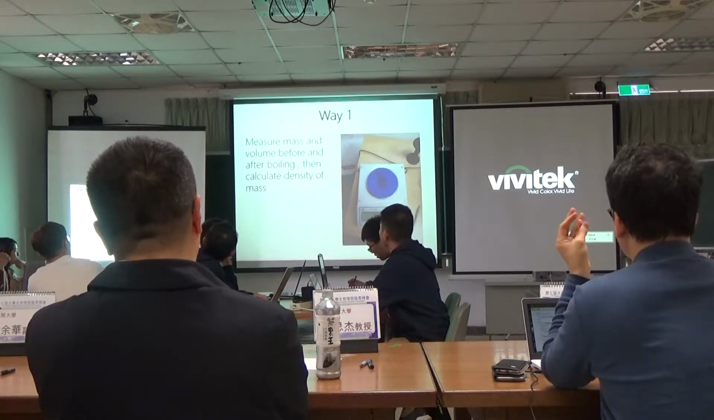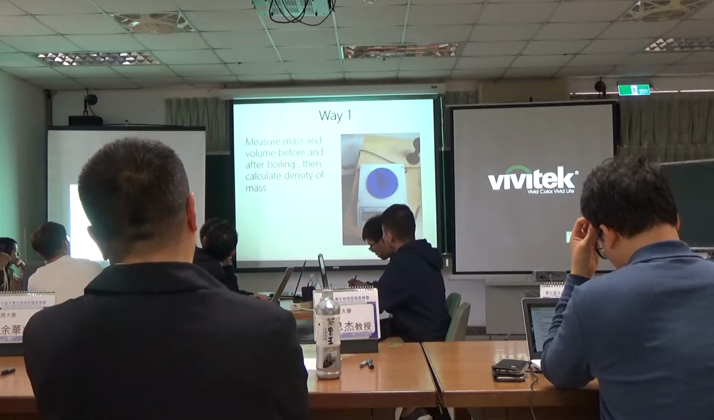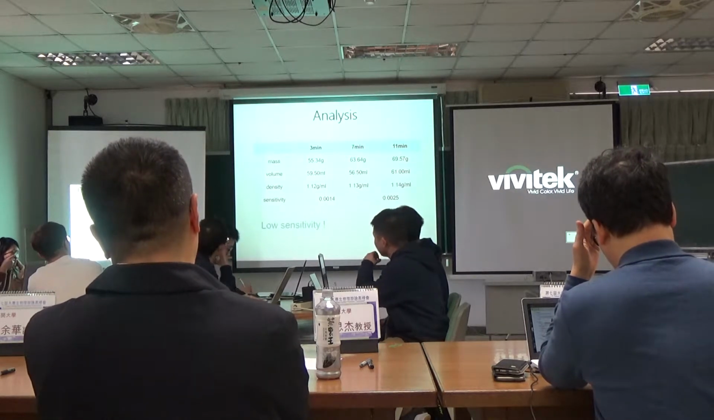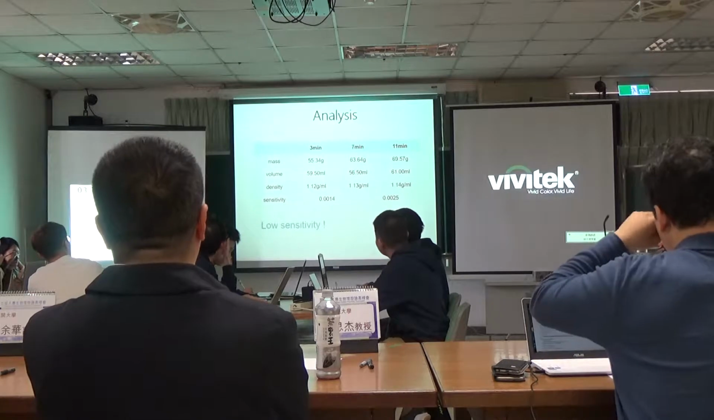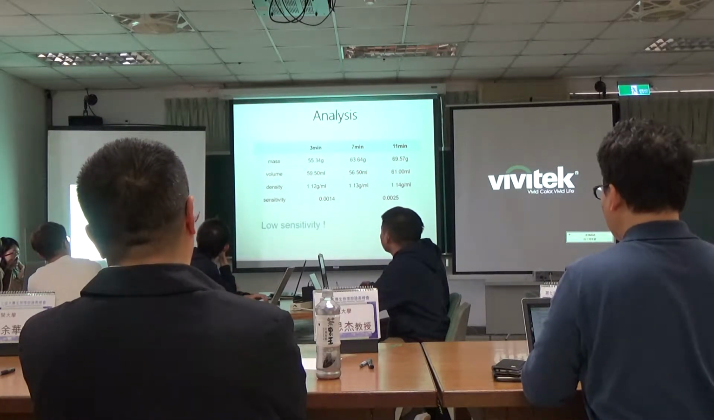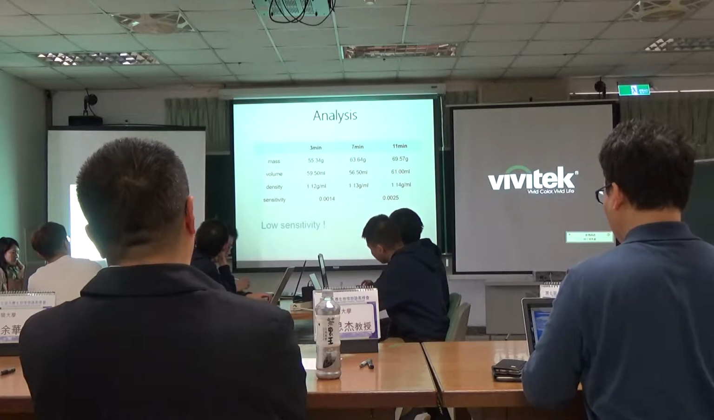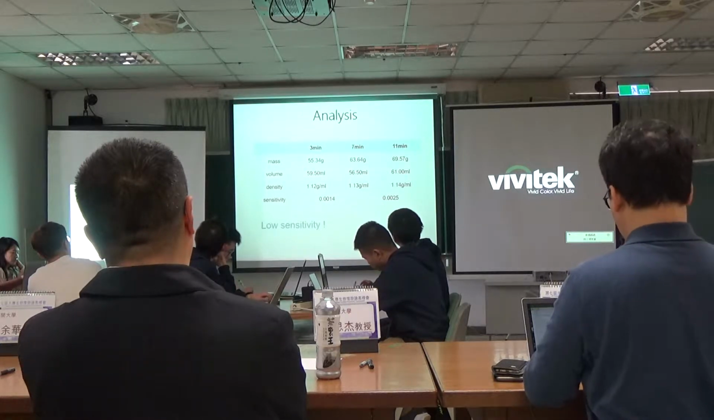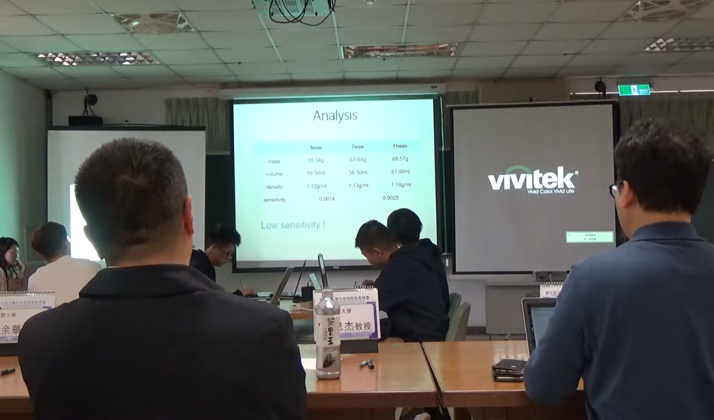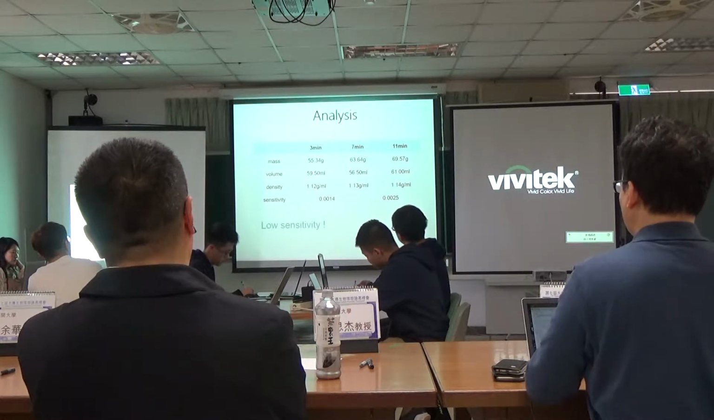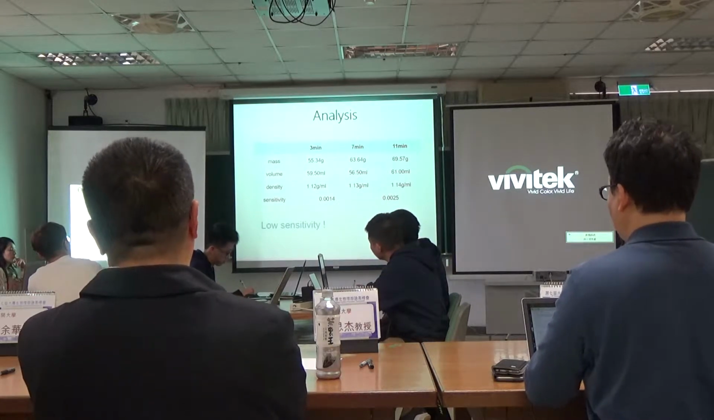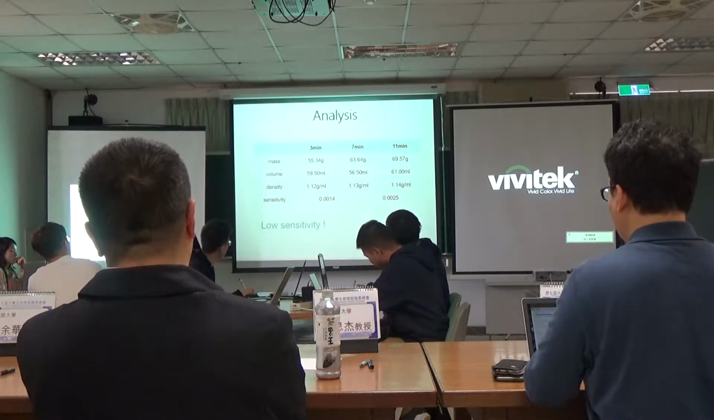We measure mass and volume before and after boiling, and then calculate the density. Here's our analysis of experiment 1. We can see that the mass increases as the boiling time increases. So we get that the sensitivity is very low. So it is not a good way to detect the maturity of the egg.